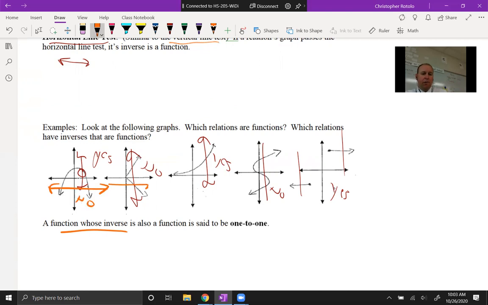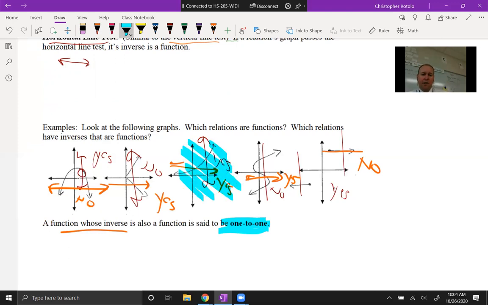No. Yes. Yes. Yes. And if we put this one on here, we get a no. All right, so anything that has a double yes is said to be one-to-one. So if it passes the vertical and horizontal line test, then we're in good shape. So what was that? We had this one in here. Okay, and that was it.